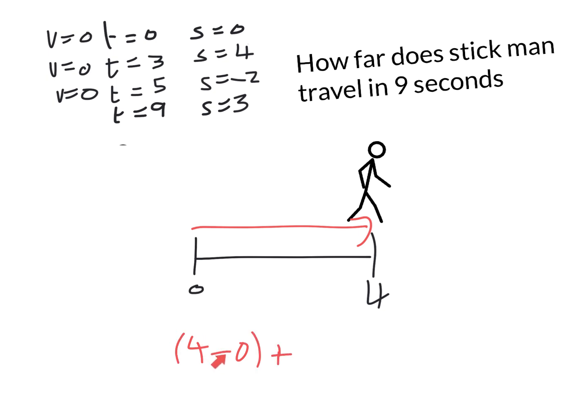Now you can just write 4. It's just for generalising later on. Then after 5 seconds, he's at minus 2. So he's actually going backwards to here, to minus 2. So how far is that? Well, that's the difference between 4 and minus 2. 4 take away minus 2, which is 6.